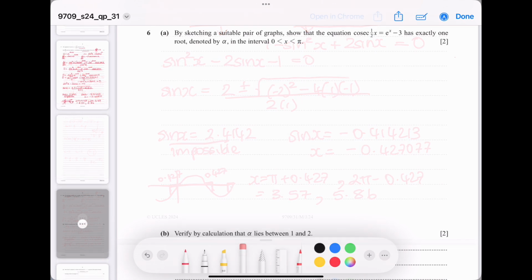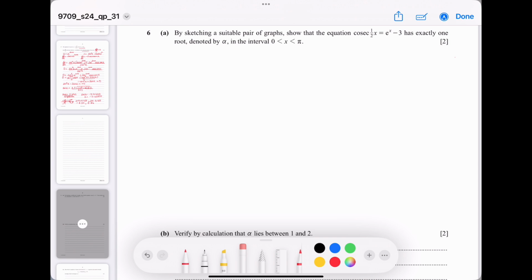5.86. Okay, number 6. So by sketching a suitable graph, show that the equation cosec of x over 2 is equal to e to the x minus 3 has exactly one root. Okay, we've been asked to sketch unfamiliar graphs. The easiest way is to set up a table of values and plot a few points, or at least have an idea of where your graphs are going to be situated.